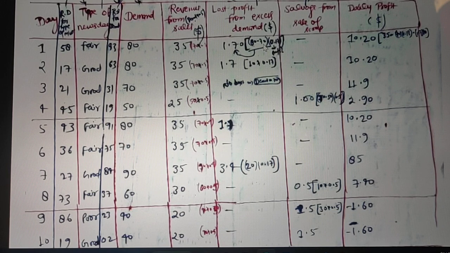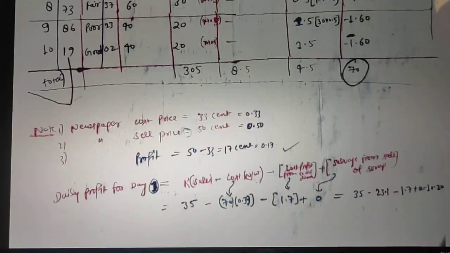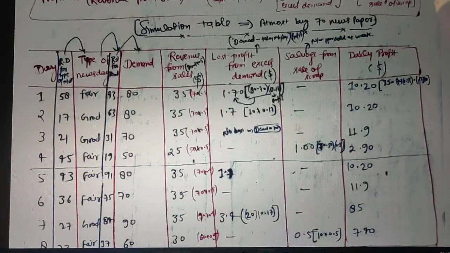So 80 minus 70 is 10, into 0.17, so it will give us 1.70, okay. So 0.17 is what, 0.17 is a profit, okay. So now I also want to discuss how the actual profit is calculated. First, the newspaper cost price is given as 33 cent, and the sell price is given here. So profit we can calculate as sell minus cost, so it will be 70 cent minus 33 cent, that is 0.17. Now when we multiply 10 with 0.17 we will get 1.70.